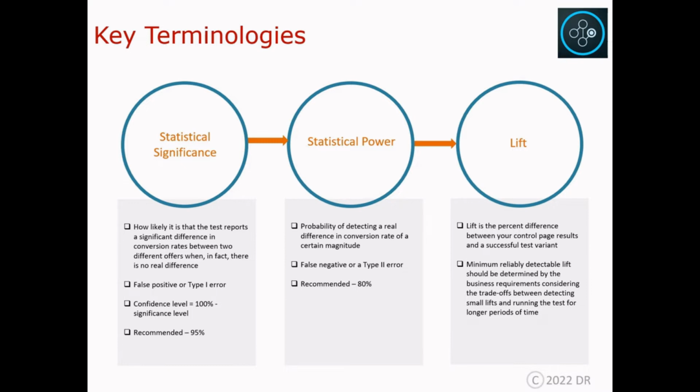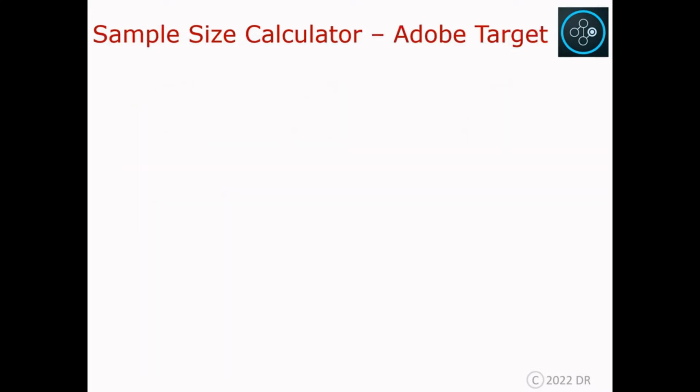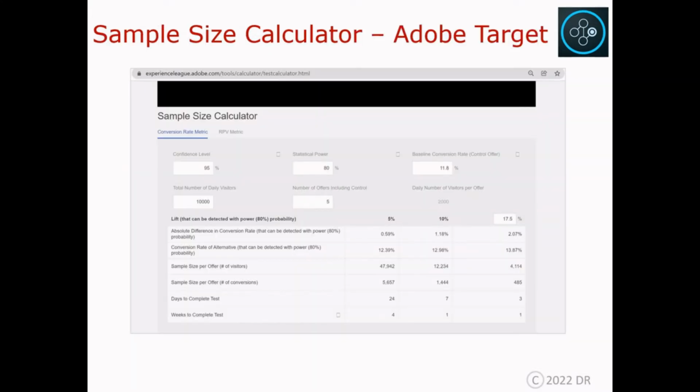Okay. Now we have discussed these three key metrics. Now we will look at the calculator itself. So if you look at this calculator, you can see these metrics, right? The recommended numbers are here, right? You can see confidence level, it's 95%, statistical power 80%, the recommended numbers, right?